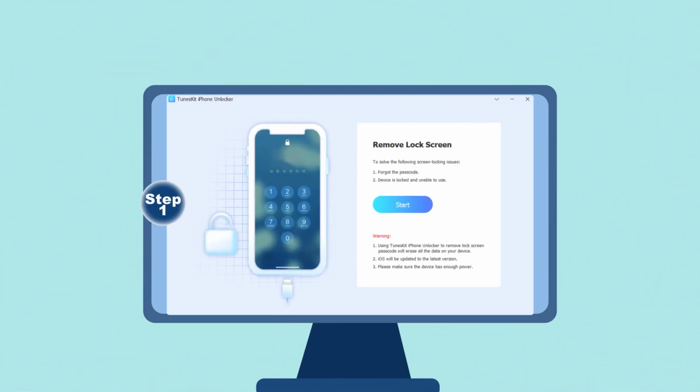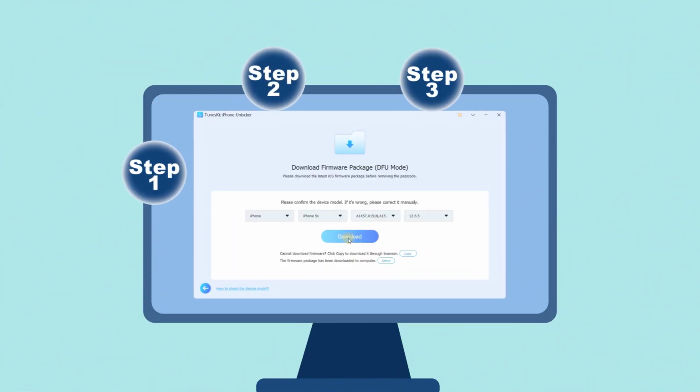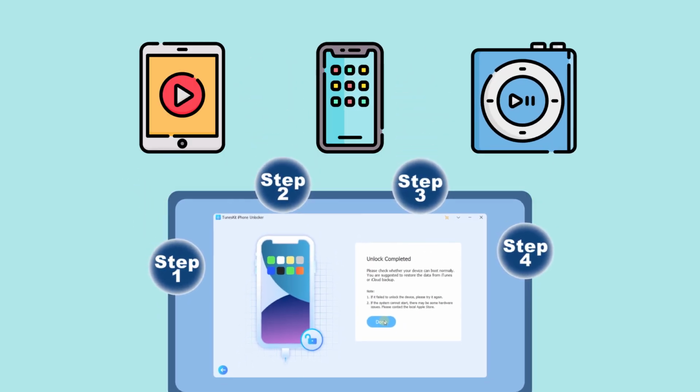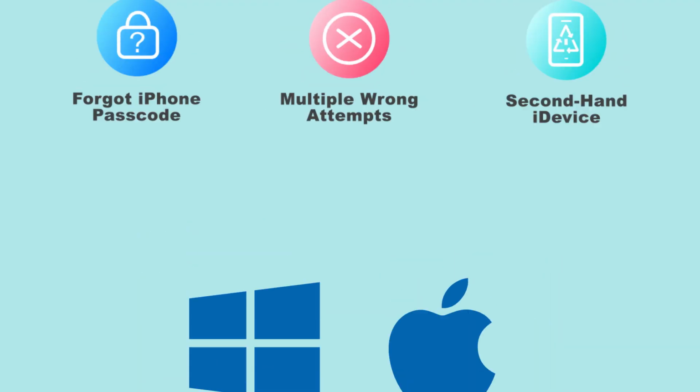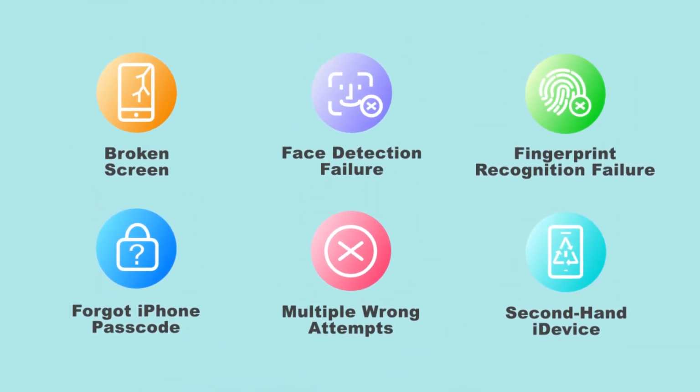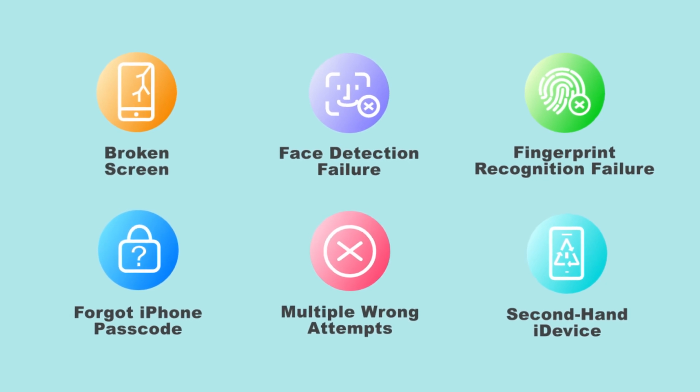TunesKit iPhone Unlocker is a simple-to-operate utility to remove screen passcodes for iPhone, iPad, iPod Touch on Windows and Mac, no matter how your device is disabled or locked, and what type of screen lock it is. Next, I'll show you the key features and how to use it.